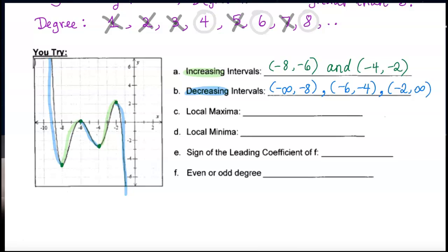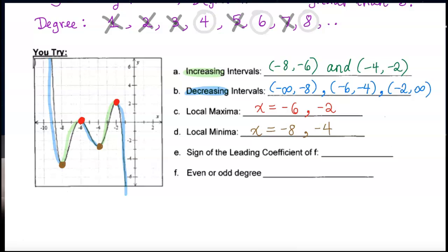All right, now let's do the local maxima. Local maxima, where are you? Let's find them. It's not only this point, but also this point. Okay, so we have two local maxima, and those happen at x equals -6 and x equals -2. All right, how about local minima? We have a local minima down here and another one right here. So local minima happens at x equals -8 and x equals -4.